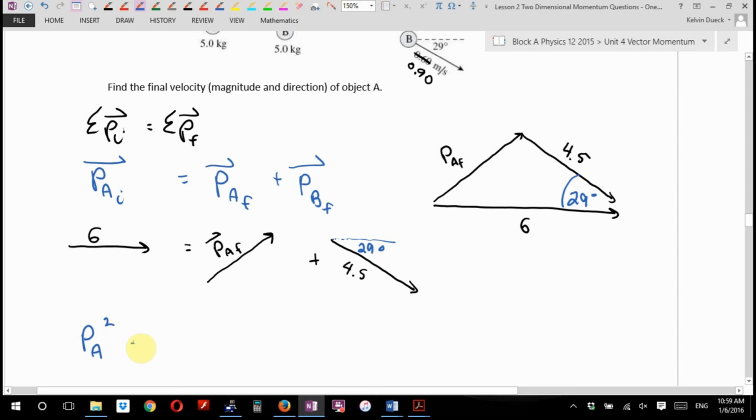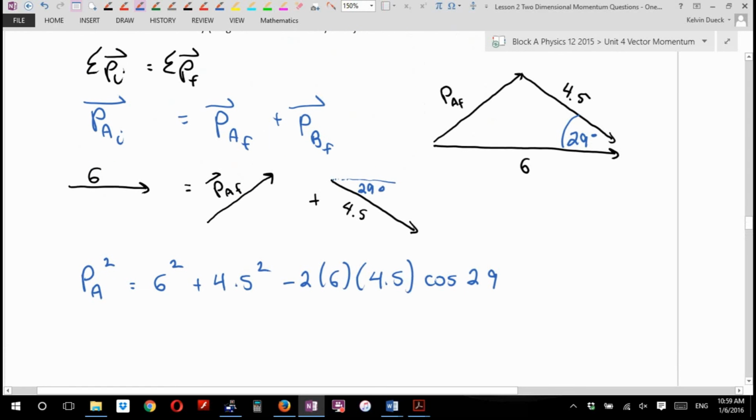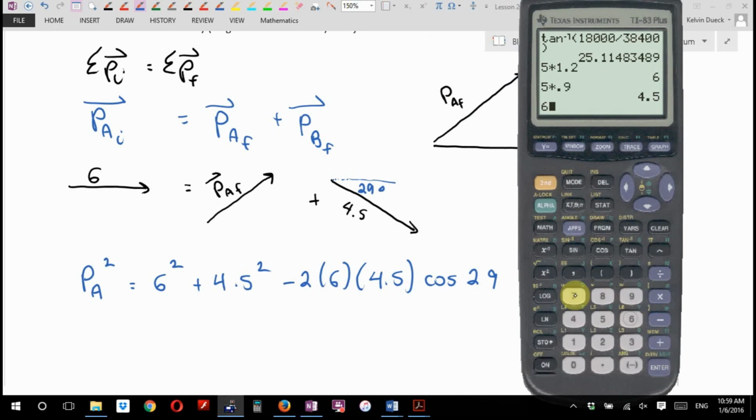Momentum of A squared equals 6 squared plus 4.5 squared minus 2 times 6 times 4.5 cos 29. Please tell me I gave you the whole page. Whew, I did. So we're going to need the whole page. I can go straight to my calculator for this, thankfully. It's going to be 6 squared plus 4.5 squared minus 2 times 6 times 4.5 cosine 29.